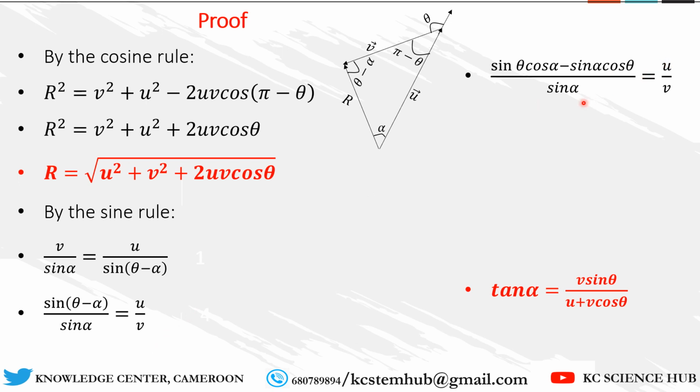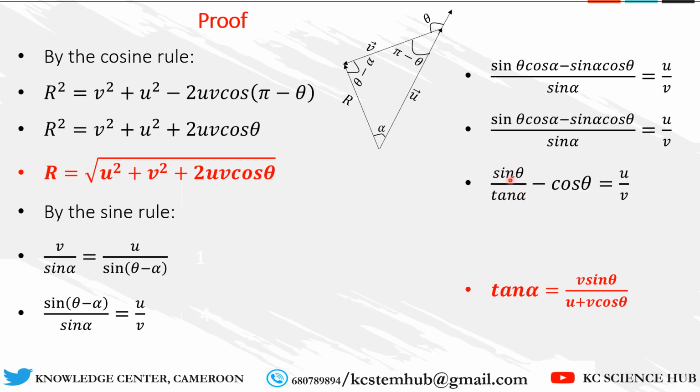What is sine of theta minus alpha? It is sine theta cos alpha minus sine alpha cos theta. Compound angles right there. Then we can distribute this sine alpha to each one of these terms. Sine alpha here divides cos alpha, which gives us 1 over tan alpha, or cot alpha. So you have sine theta over tan alpha there, minus sine alpha over sine alpha, we're left with cos theta there. So we have u over v.